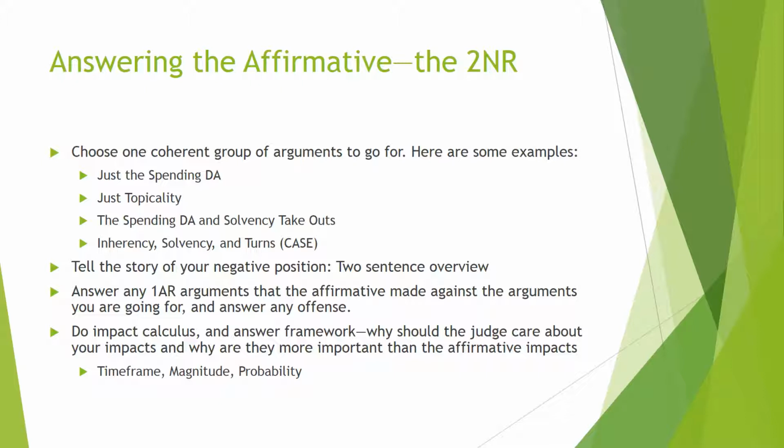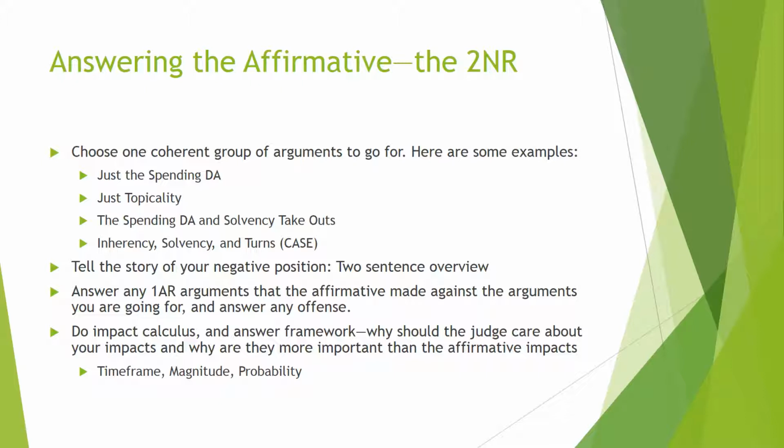In the 2NR, it's important to choose one coherent group of arguments to go for. Here are some examples. Just the spending disadvantage, just topicality, the spending disadvantage and solvency takeouts, or inherency, solvency, and offensive case turns. Please note, you can't go for topicality and any other case position. Topicality is an all or nothing proposition. It's important to tell the story of your negative position, so have an overview about how your arguments work together.